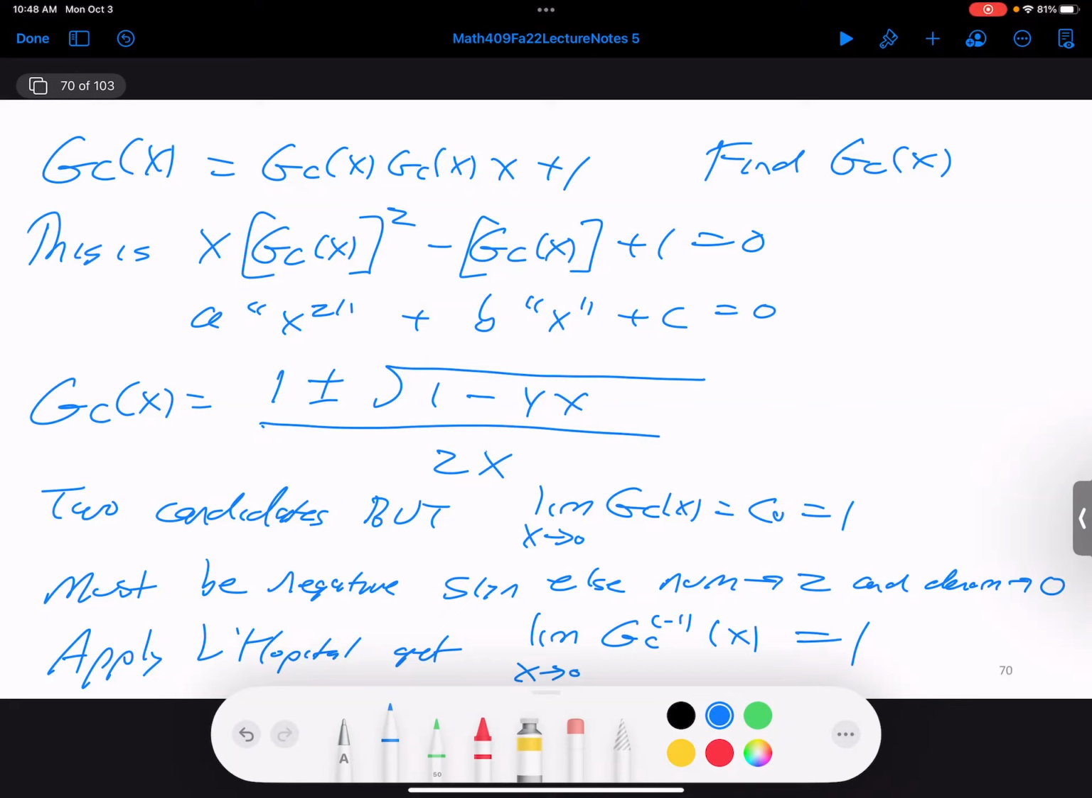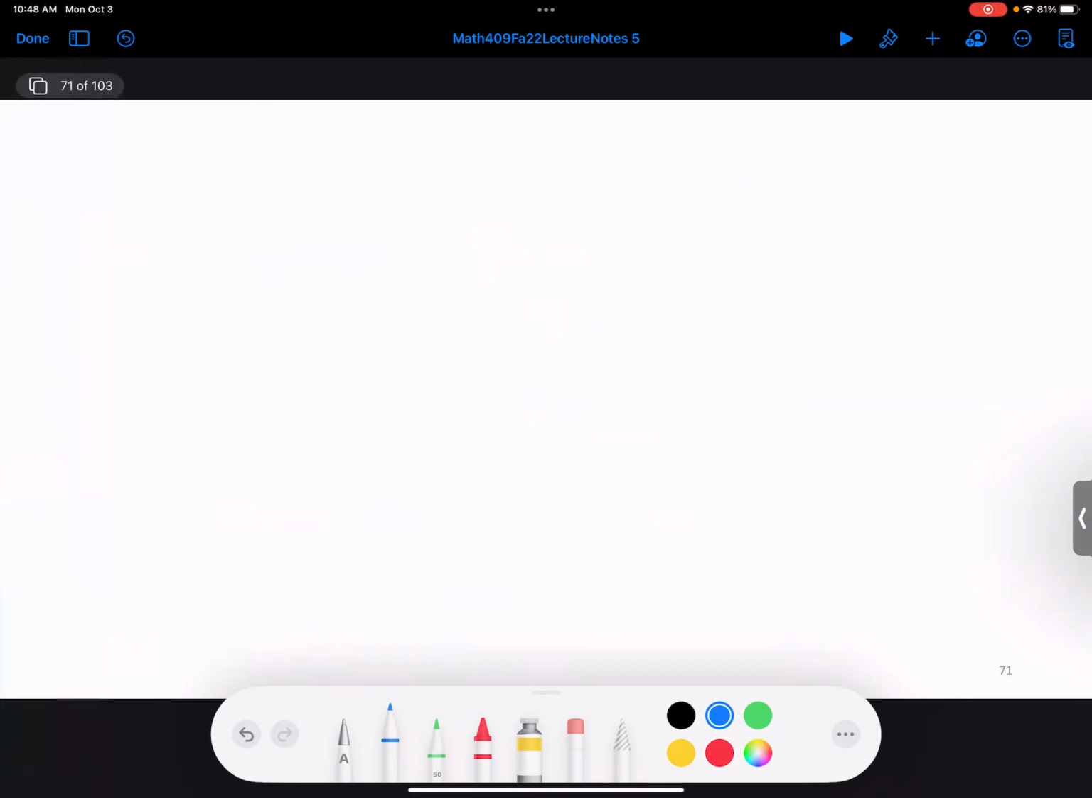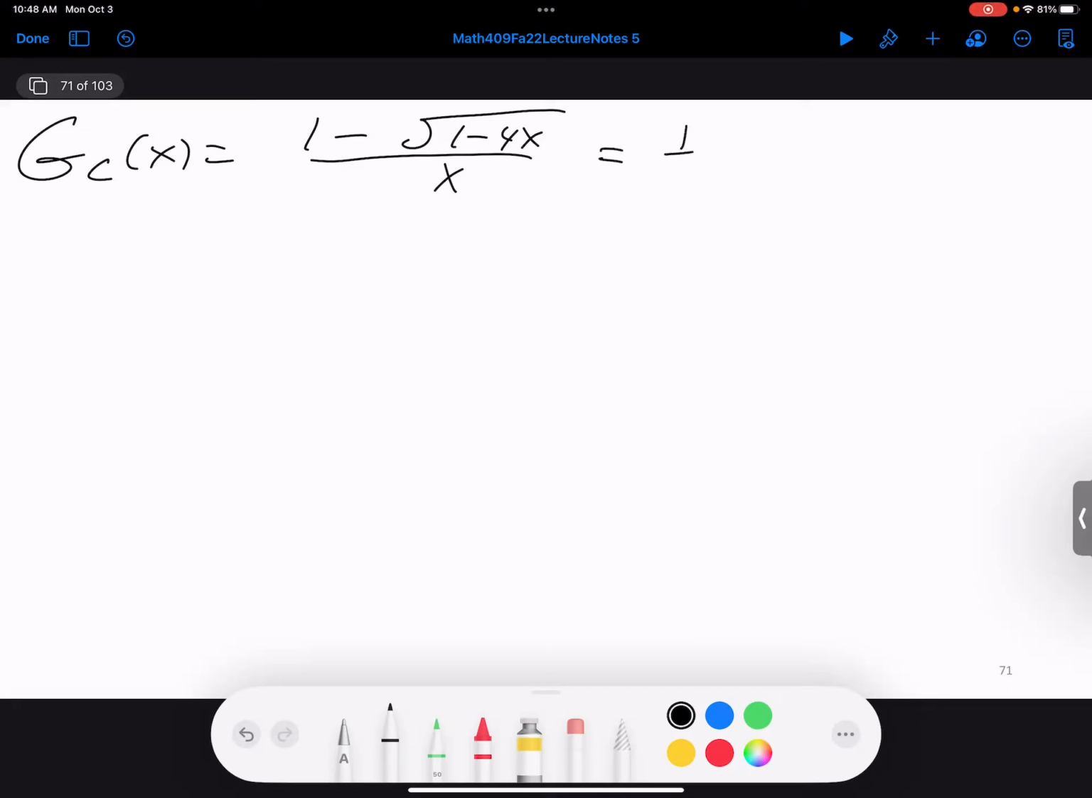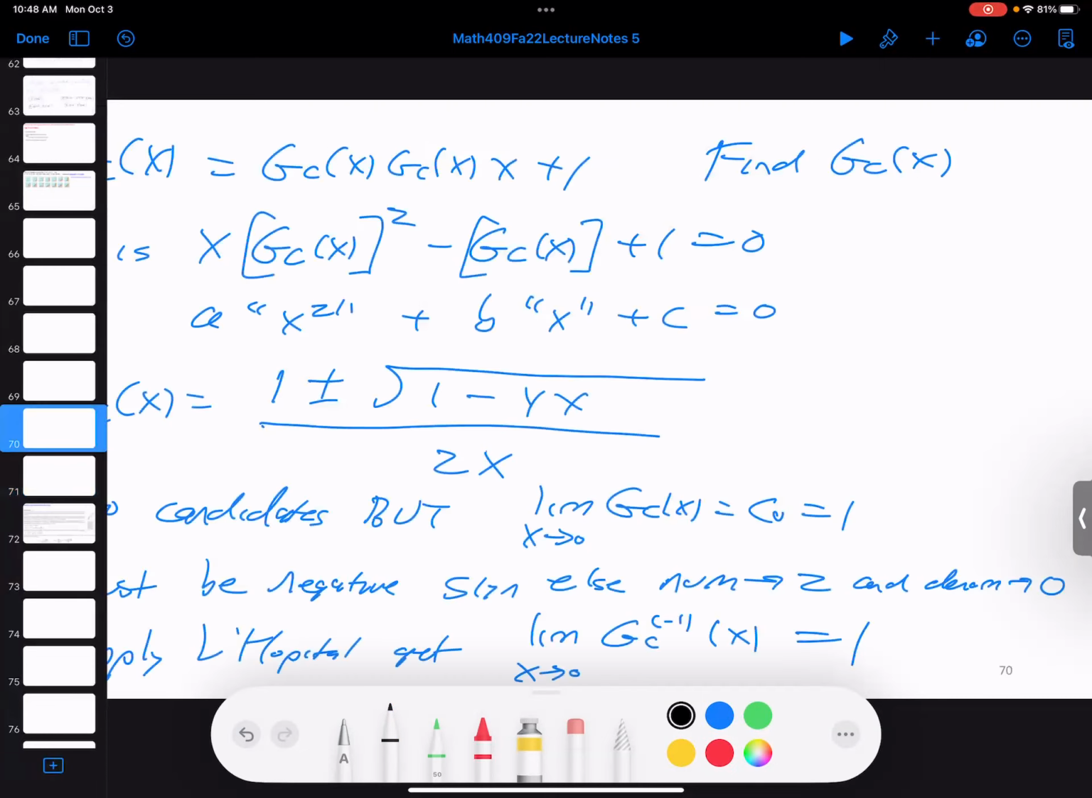All right, so we now know the generating function for the Catalan numbers is 1 minus the square root of 1 minus 4x, over x. Or I can write this as 1 over x times 1 minus 4x to the 1/2 power. It might have been 2x on the denominator. It might have been. I would not be surprised. It is 2x. Thank you.